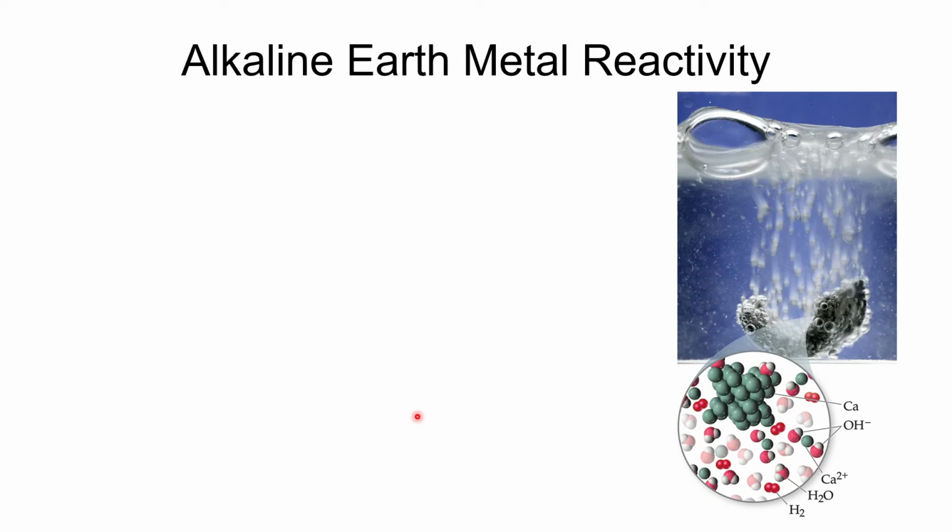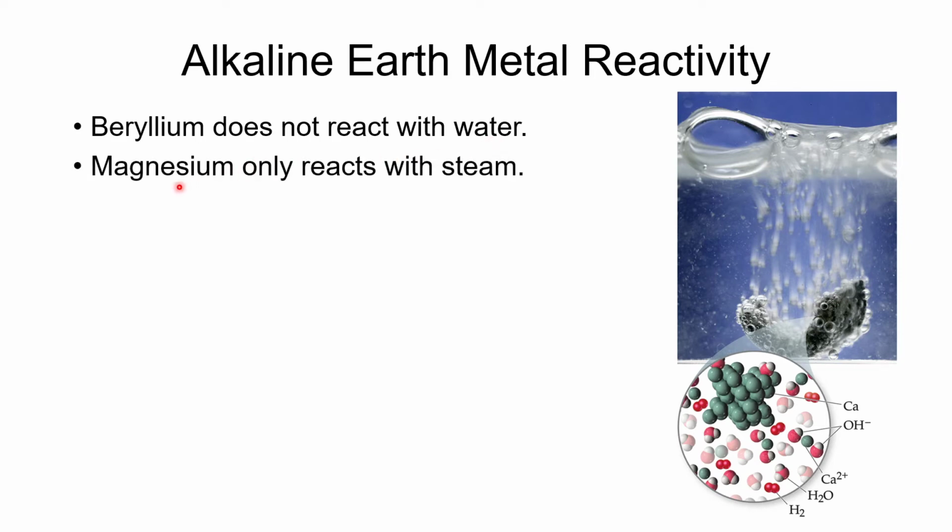So alkali metal reactivity increases as you go down in the column, just like it does in group 1. Beryllium doesn't really react with water. If you drop beryllium in water, it just kind of sits there. If you put magnesium in water, it doesn't really react, but if you have hot steam that flows over the magnesium, it will react.